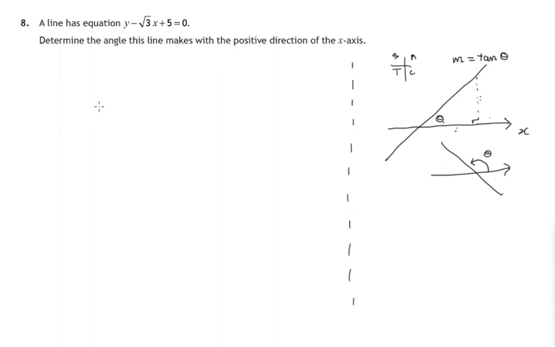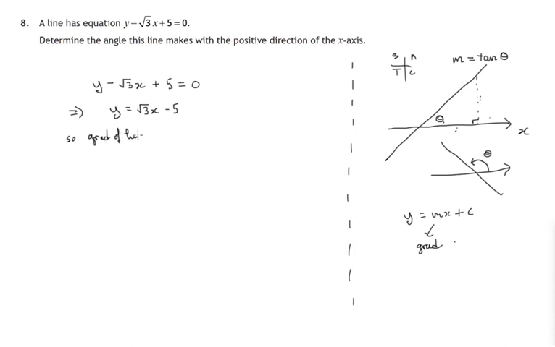So our first task is to find what the gradient of this line is. And therefore we'll have to reformulate this equation and write it in a form where we can just read off the gradient. So that would be involving y on its own. So let's add root 3x and subtract 5 from both sides. So we'll end up with root 3x minus 5. And therefore, the gradient of this line is root 3.